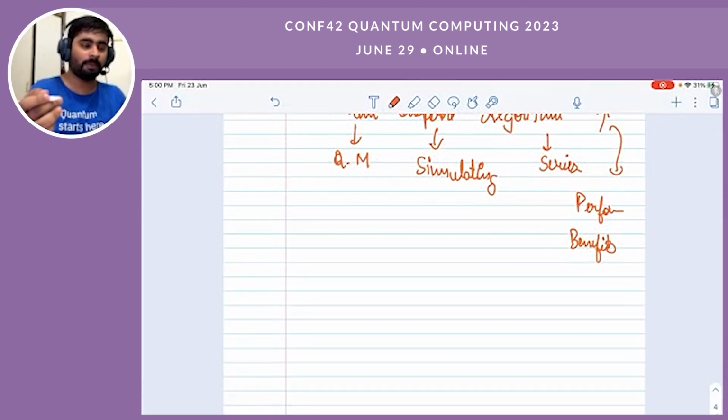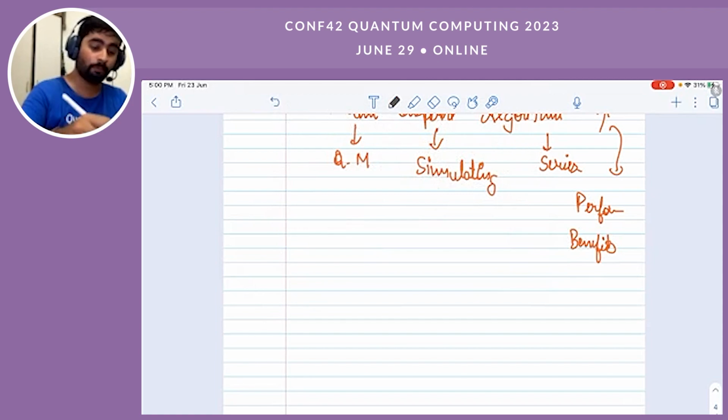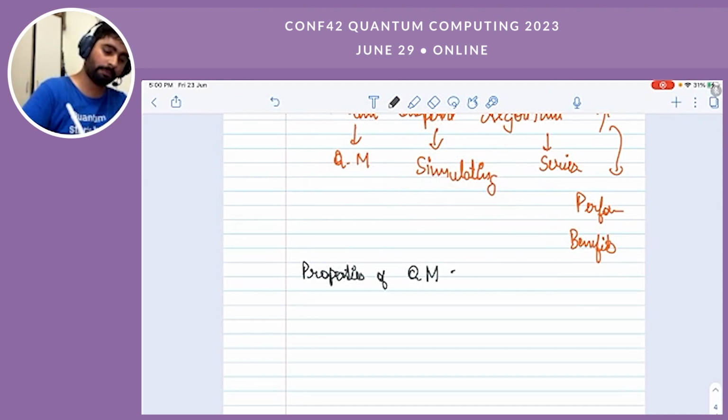So let's now come to the properties. I've always been saying that we use certain properties of quantum mechanics. What exact properties am I talking about? The very first is parallelism, or as I like to call it, superposition.